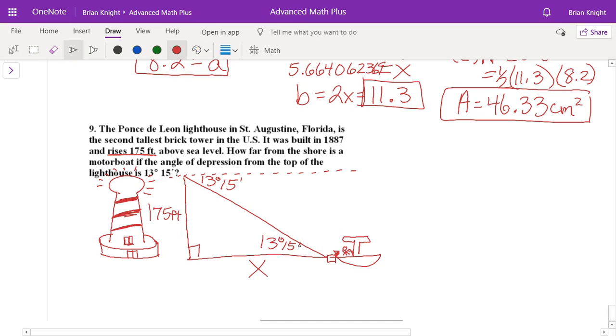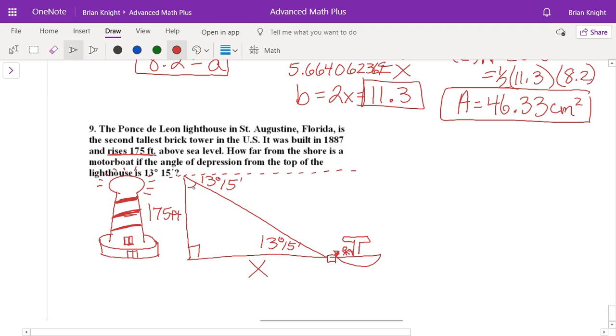Now, what's another way we could have done it? What could we have done to find this angle? We could have said 90 minus 13 degrees, 15 minutes. Sure could have, okay? And then we'd have been working with this angle. But to me, it's just easier just to move your angle. Everybody good with what I did? Awesome.